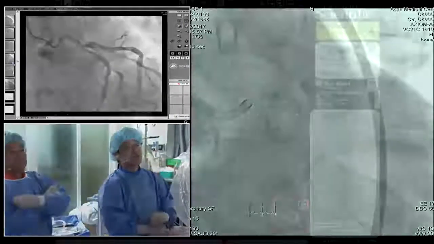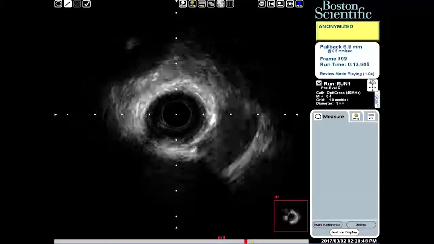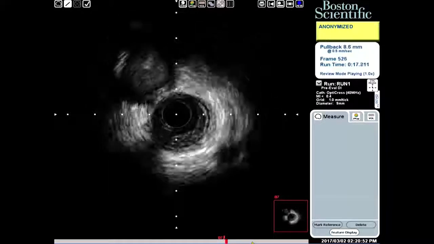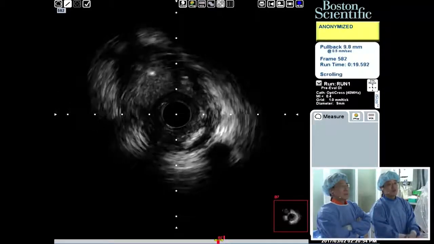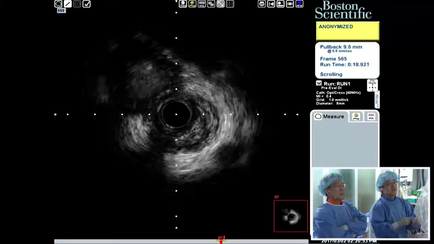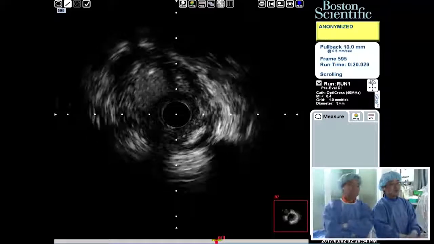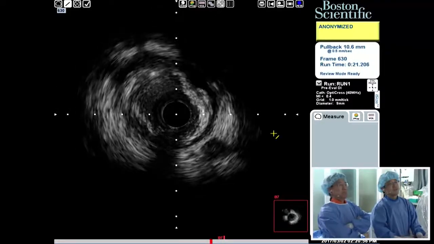Yeah, this is the diagonal branch intravascular ultrasound. We checked the vessel size of the diagonal branch, and the vessel size was 2.5. Look at the ostium: the diagonal branch ostium was very tight, with encircling by a large amount of plaque. Then next, the LAD.